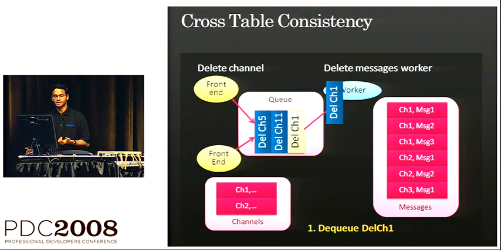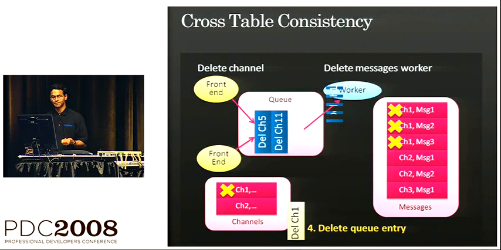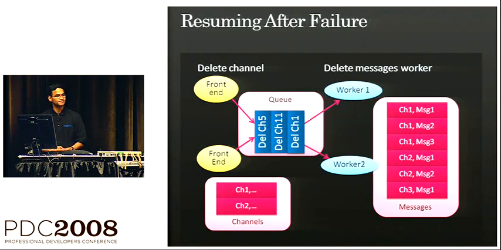So what are the steps that are required? Delete the channel 1 entity from the channels table, and so there it's gone. Delete all the messages for channel 1 from the messages table. So we delete the first one, the second one, and the third one. So now we have deleted all the messages, and we are done. So we delete the queue entry, and it's done.